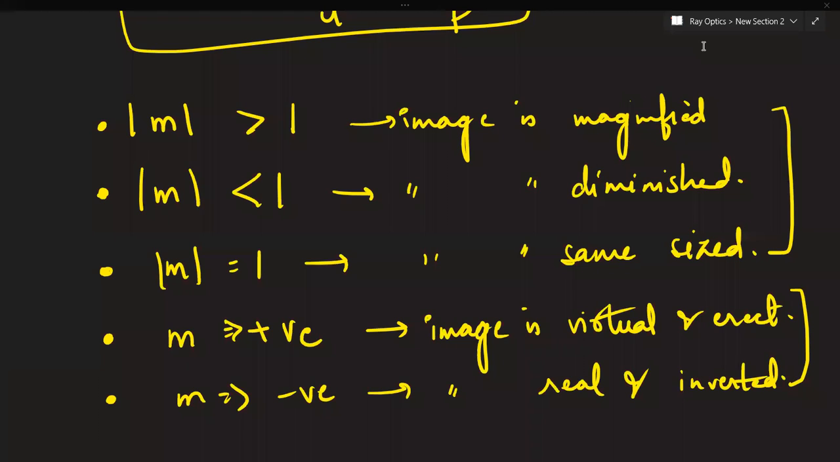Ma'am, by the way, is it mod of M or just M? Mod of M for the size of image, and just M for the sign of image is dealt separately for the nature of image. So just take the magnitude, because you put modulus to take the magnitude. If you have to check whether the image is of same size, diminished or magnified, that time you have to take the modulus, like -3. So just take 3. 3 will be greater than 1, less than 1, or equal to 1. That will determine whether it is magnified, diminished, or same size. Plus minus deal it separately to check whether virtual, erect, and real and inverted. So if it's -3, just consider minus. Minus will give you real and inverted, like this.